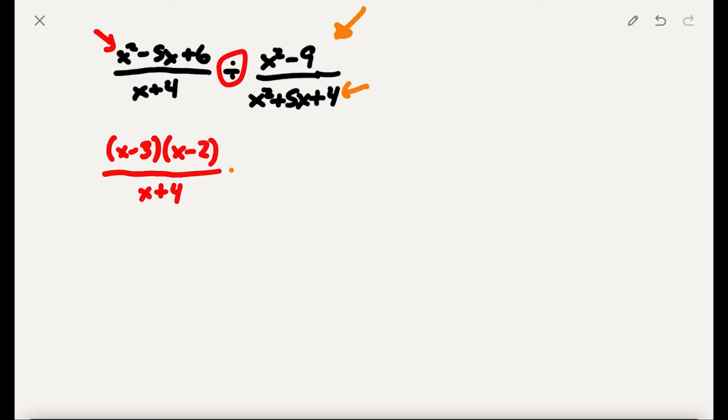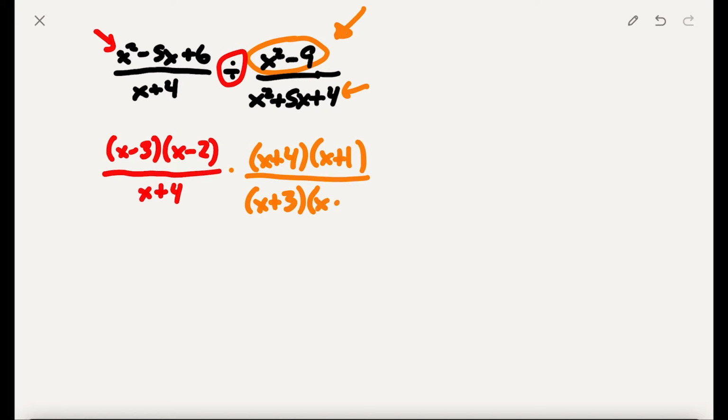This is going to end up going on the top here, but I'm going to factor it first. So that's going to factor to x plus 4 times x plus 1. And then I'm going to factor this numerator here, this x squared minus 9. So that's going to be x plus 3 times x minus 3.